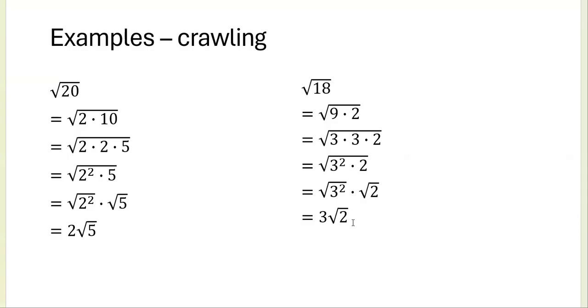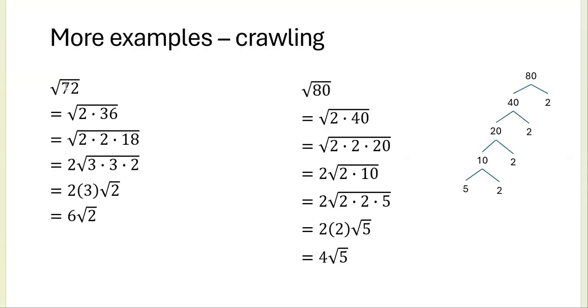This is how a lot of students I've seen do it in the beginning. They break it up into the smallest possible factors, like this: 3 times 3 times 2, 2 times 2 times 5. Those are the smallest factors possible. Some more examples. Square root of 72, it's even. So 2 times what is 72?